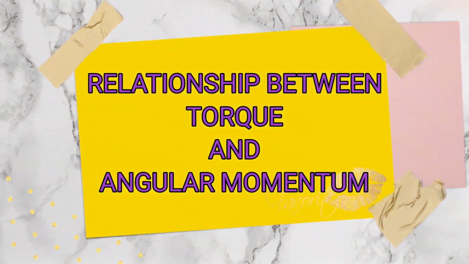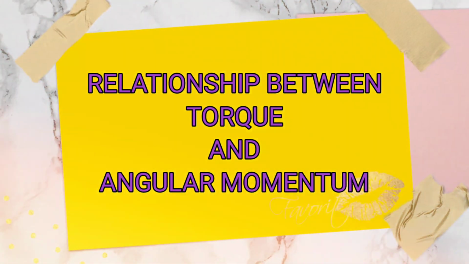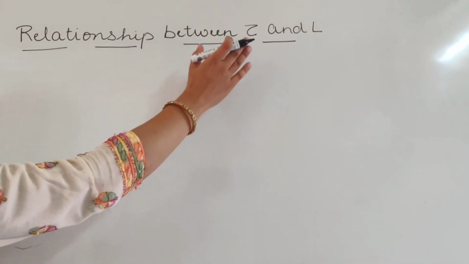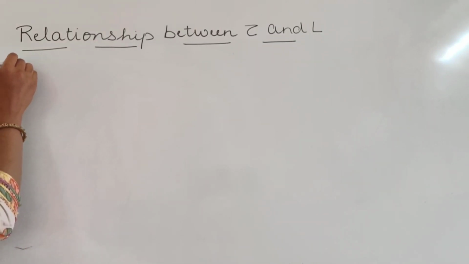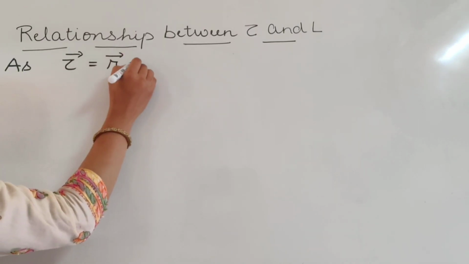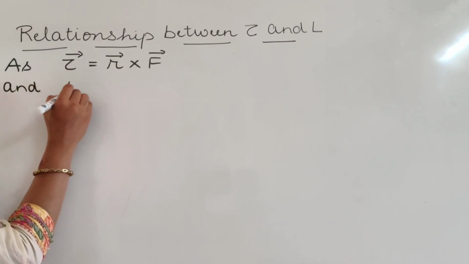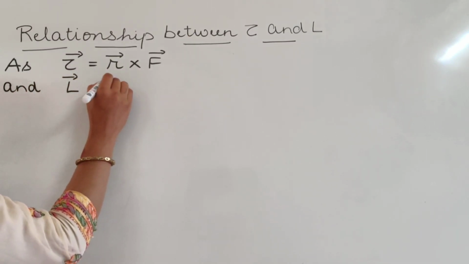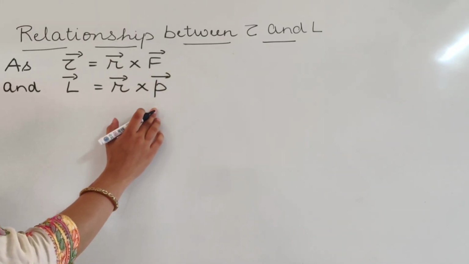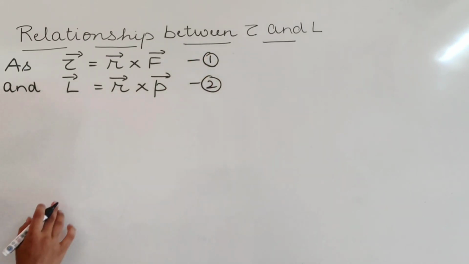Now let's discuss the relationship between torque and angular momentum. See the relationship between torque and angular momentum. As torque is r cross F and angular momentum is r cross p. Here p is linear momentum. So this is equation number 1 and 2.